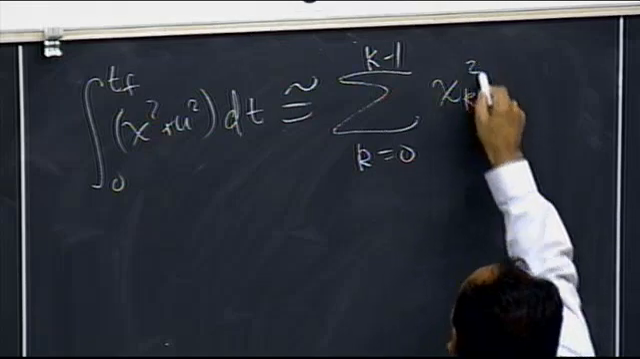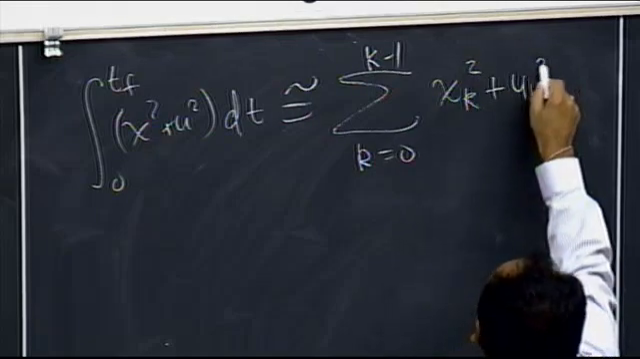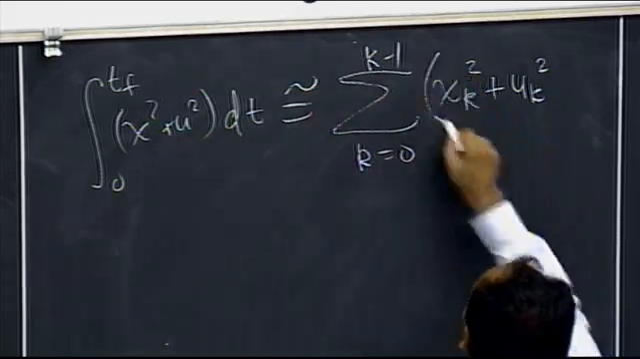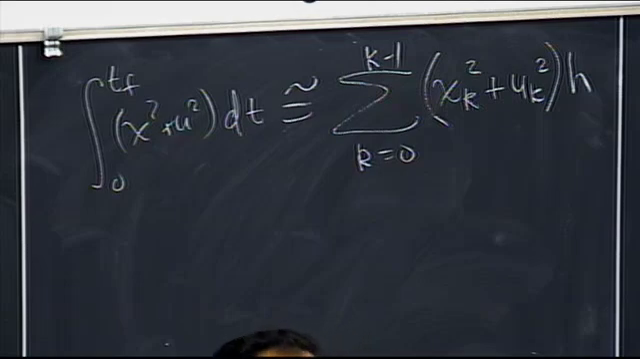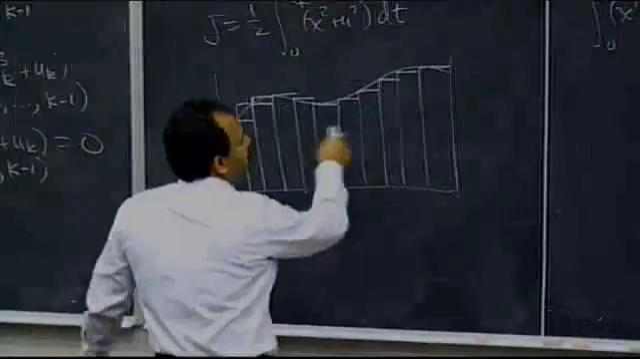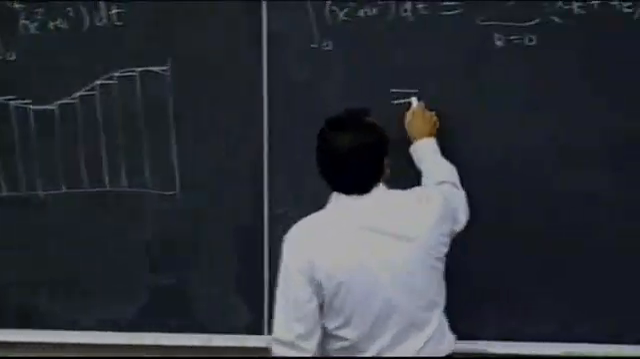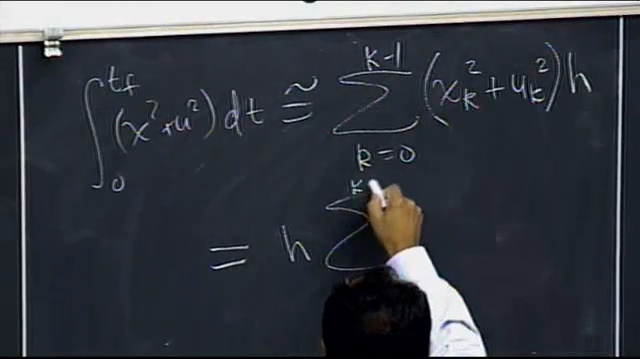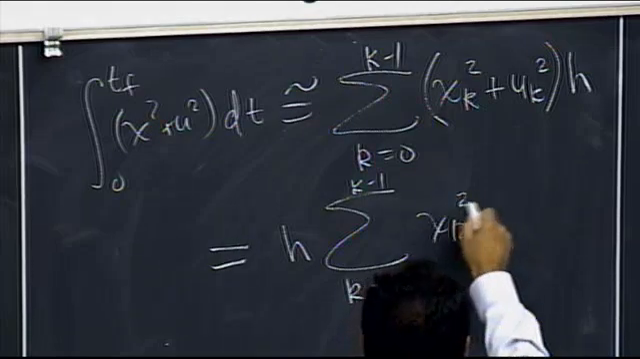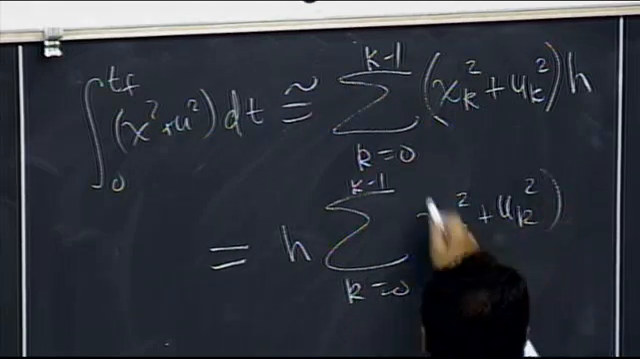Of xk squared plus uk squared. And now each one of these has a width of h, right? Because I'm using a fixed width on this thing. So each one of them is going to be the value of that function at that particular point, multiplied by the width of the interval, right? Because the width of all these intervals is h. So this is going to equal h times the sum from k equals 0 up to K minus 1 of xk squared plus uk squared.